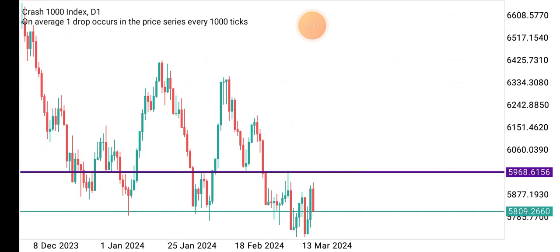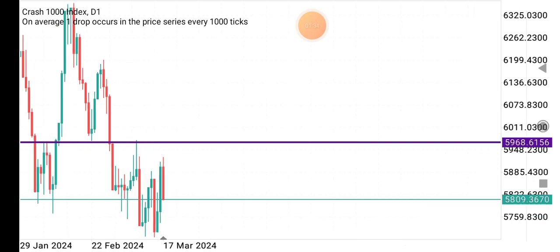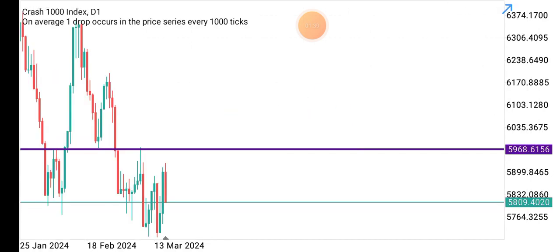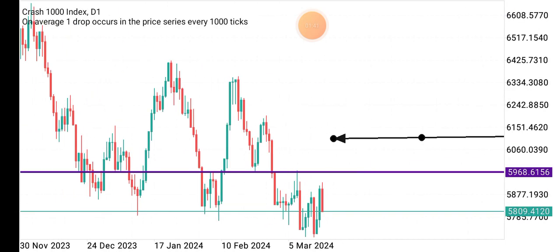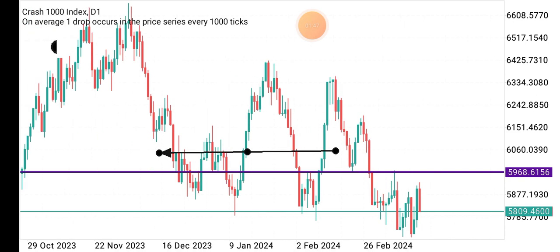Let me get this object so I can show you. You can see market sold from here, market also bought from here, market also sold from here, stuff like that. And maybe I should use the arrow line tool so that I can show you well. All right, so you can see market bought from here, market sold from here, bought from here, sold from here. So this is actually a key level.